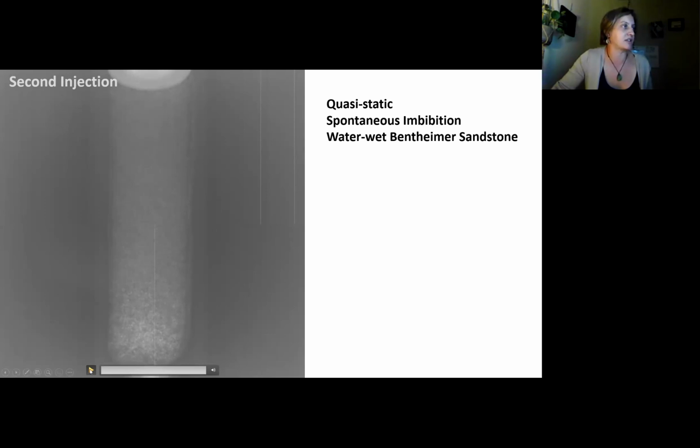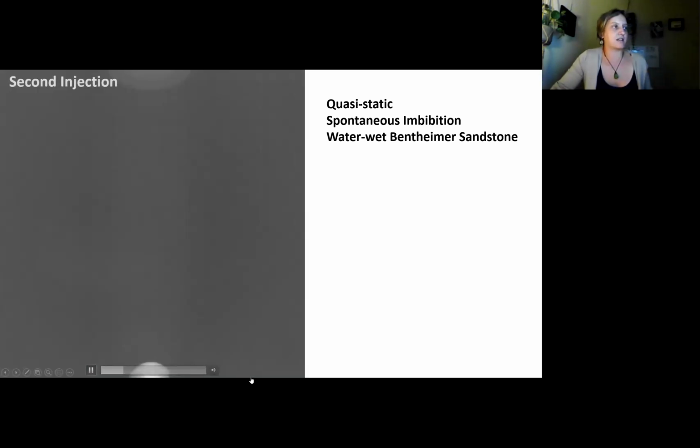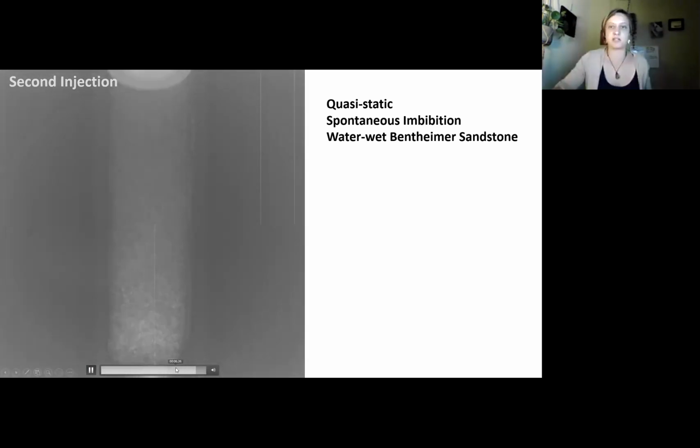I'll just play that one more time. So you can see that there's the brine meniscus at the very bottom, and then once it makes contact with the rock, the water gets sucked up into the rock immediately. And then there's a slower re-equilibration period. So this has been sped up. That video was originally about 5 minutes long.